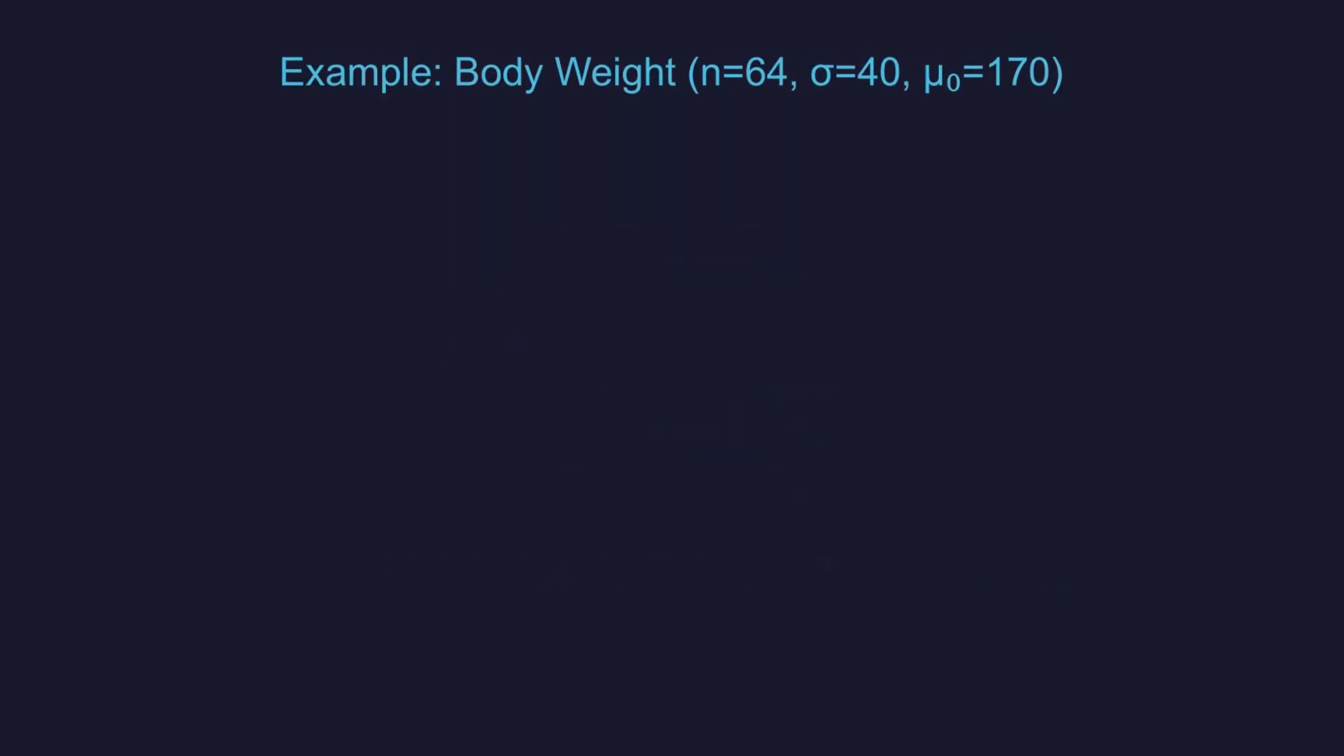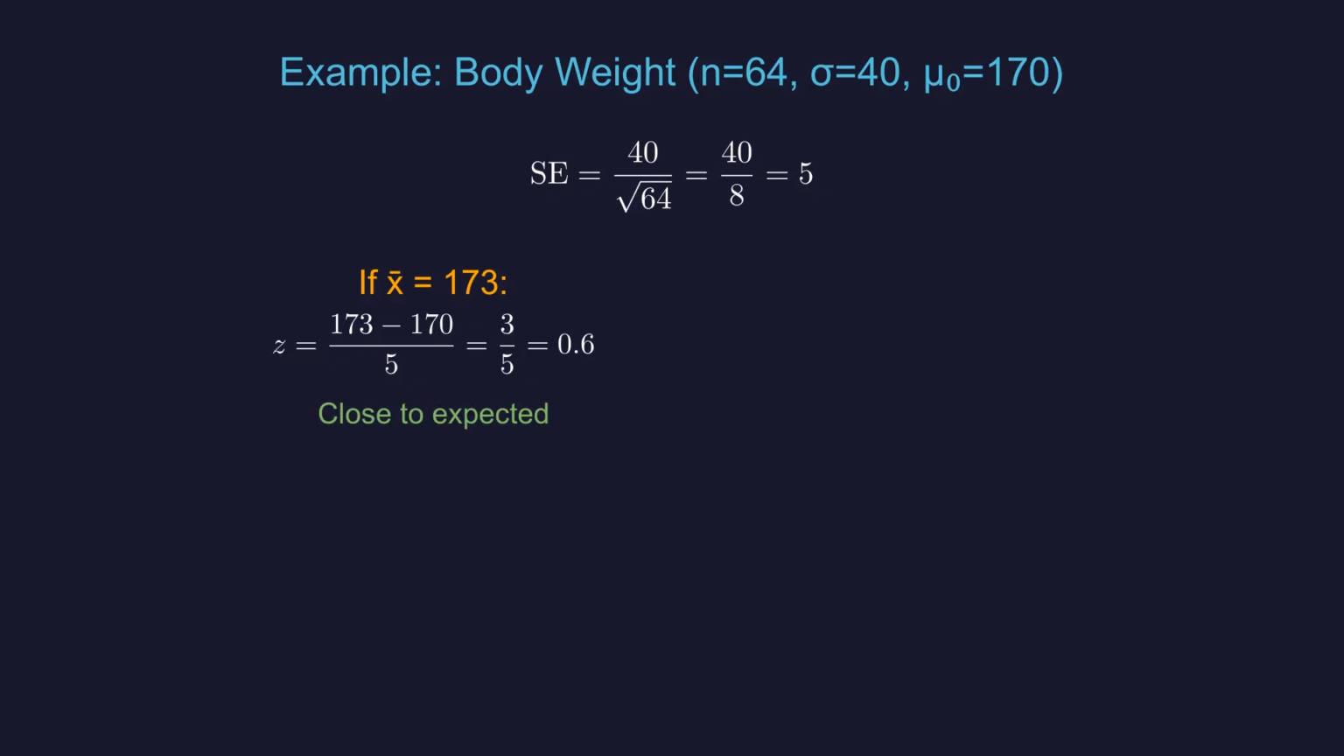Let's compute z for our body weight example. With n equals 64 and sigma equals 40, the standard error is 40 over 8, which is 5. If the sample mean is 173, z equals 173 minus 170 over 5, which is 0.6. That's less than 1 standard error away, pretty close to expected.